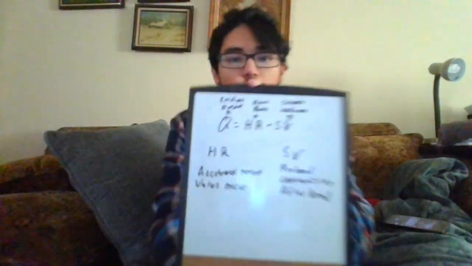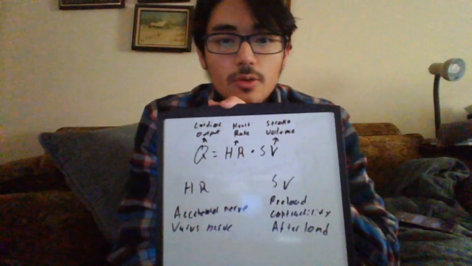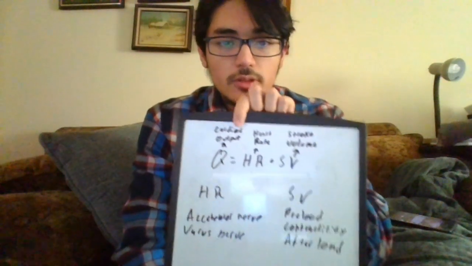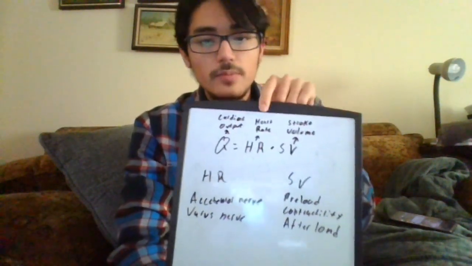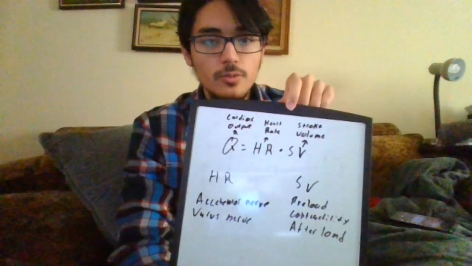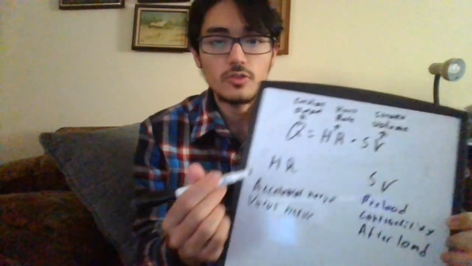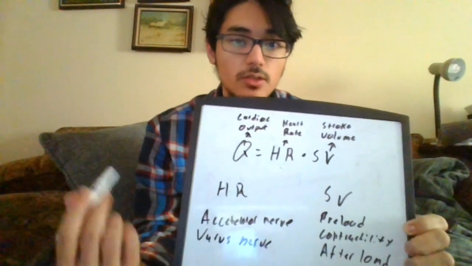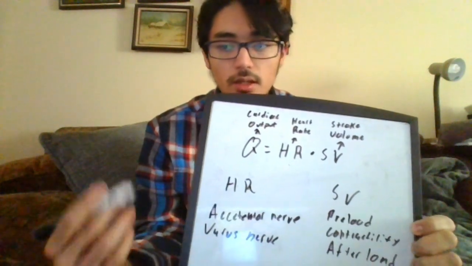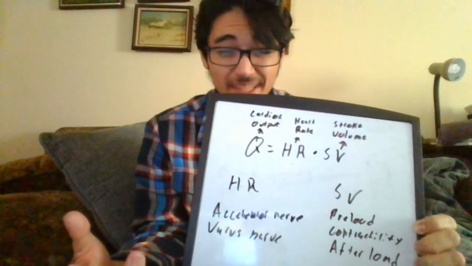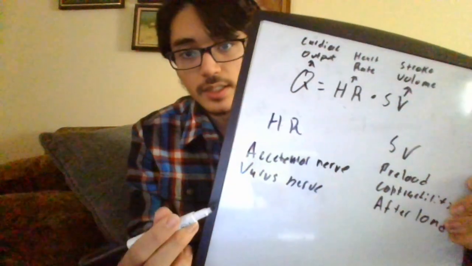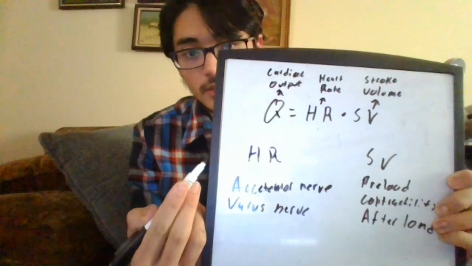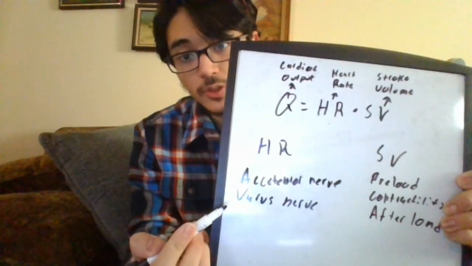I have this again. So I'm going to be talking about cardiac output, which is the equation for that is heart rate times stroke volume. So what goes into heart rate is how fast our heart beats. It's going to be affected by the sympathetic and parasympathetic nervous system, specifically the accelerator nerve for the sympathetic nervous system and the vagus nerve.